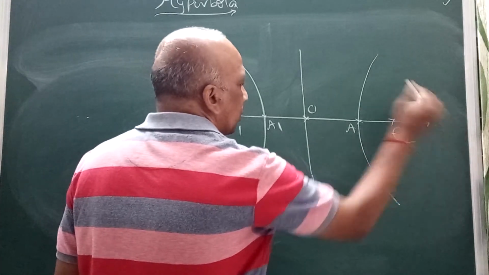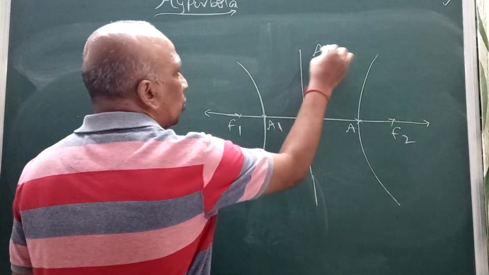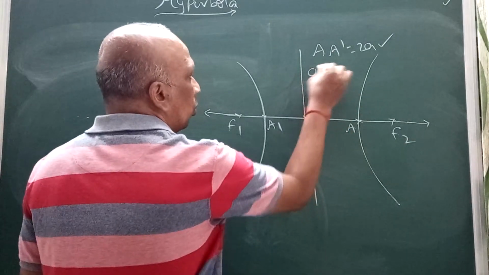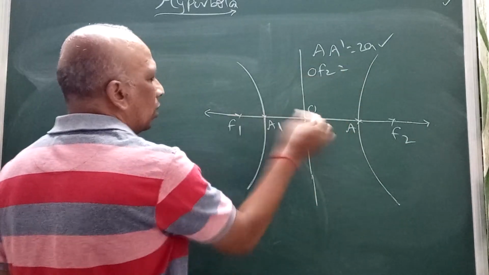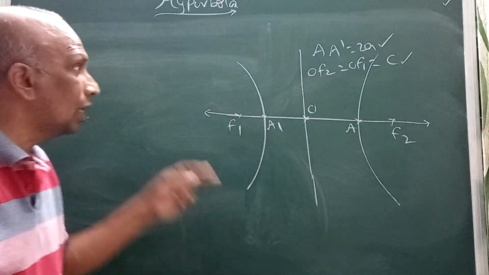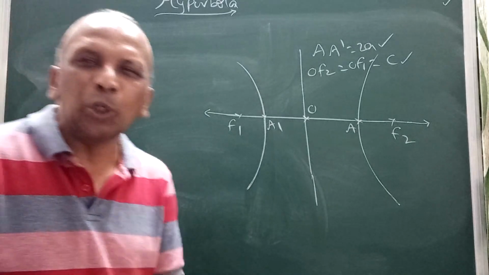We know the distance OA. This is A, right? We know A A dash is equal to 2A. We also know OF2 and OF1 are equal to C. Correct. The distances we know. Now you can see what I'm going to do.